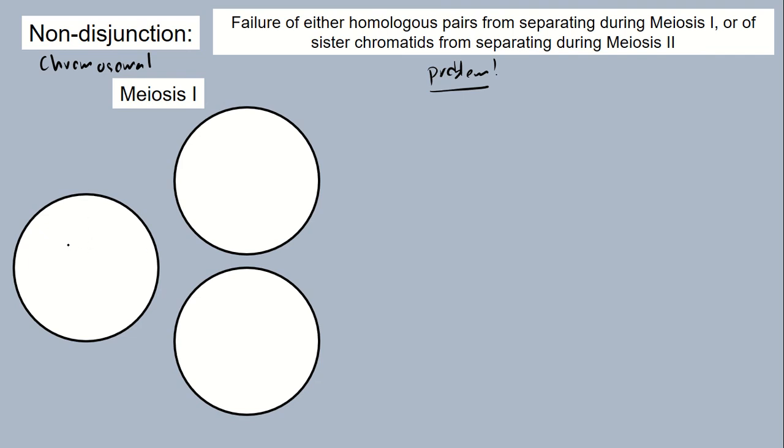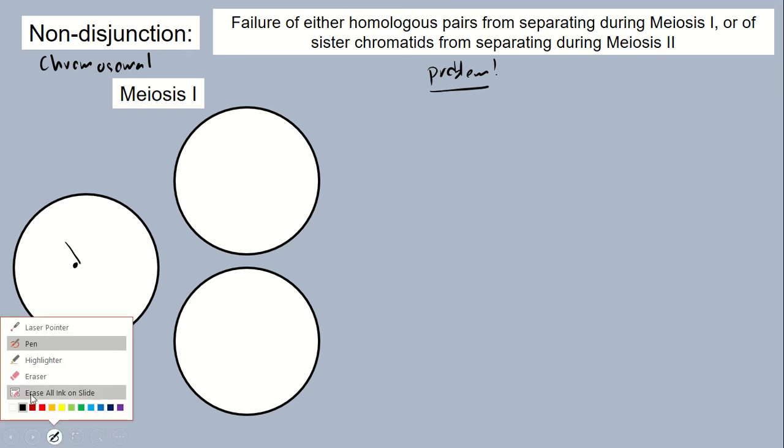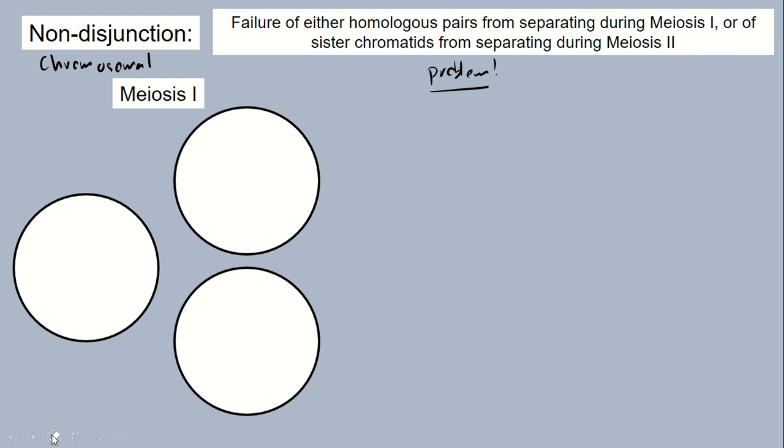In meiosis 1, if we've got a homologous pair, I messed that one up. I'll redraw that.